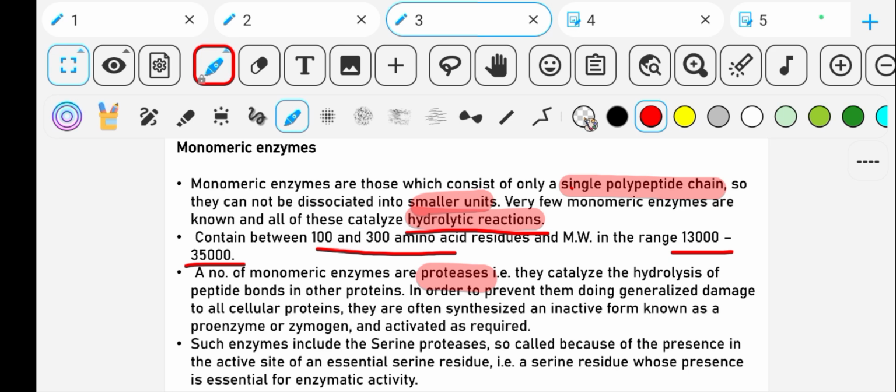A number of monomeric enzymes are proteases. They catalyze the hydrolysis of peptide bonds in other proteins, and in order to prevent them doing generalized damage to all cellular proteins, they are often synthesized in an inactive form known as proenzymes or zymogens, and activated as required. Zymogens, as we know, are the inactive precursors of an enzyme. They are cleaved to form an active enzyme, activated by removal of a peptide section.